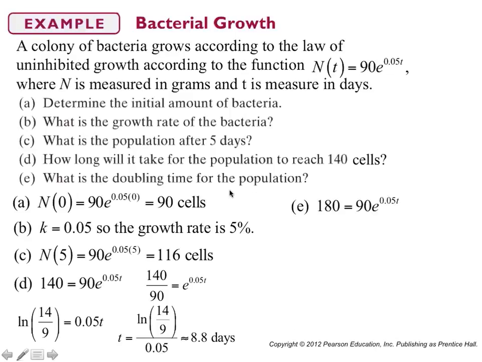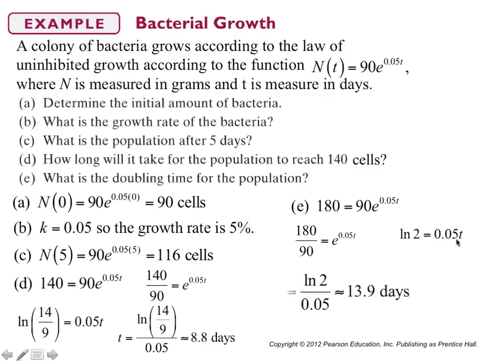And then if we want to know what the doubling time is, that means that from 90 we want to have 180 because that would be doubling. And if we divide both sides by 90, just like we did down here, we get 180 over 90, which is just going to be 2. So we get 2 equals e to the 0.05 t power. We take natural log of both sides. So we have ln of 2 equals 0.05 t, and then we divide both sides by 0.05, and we're left with 13.9 days. So it takes a little bit longer for us to have it double rather than reach 140, which makes sense because doubling is going to be more cells.